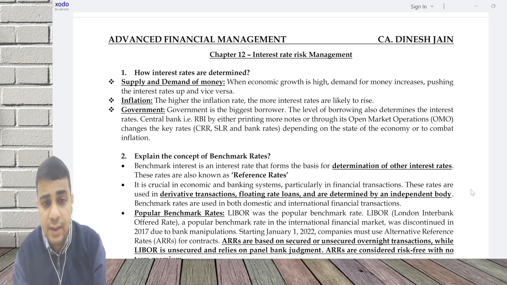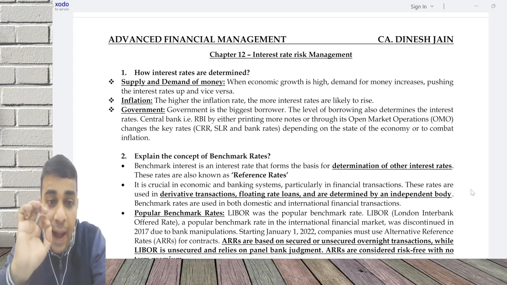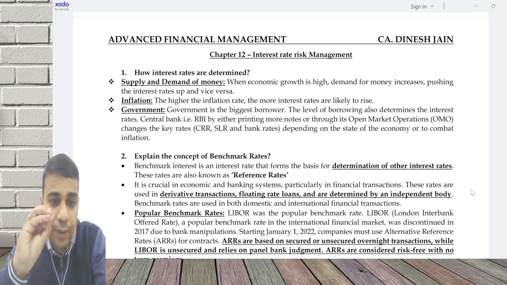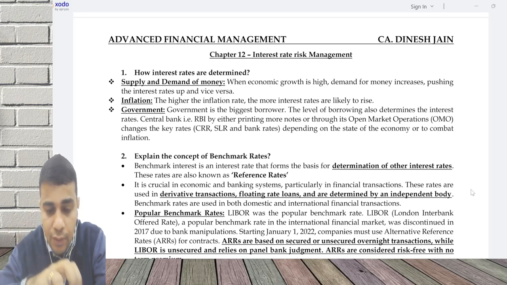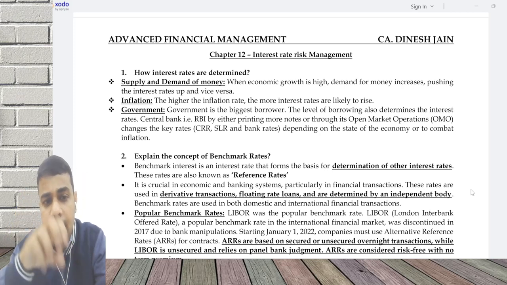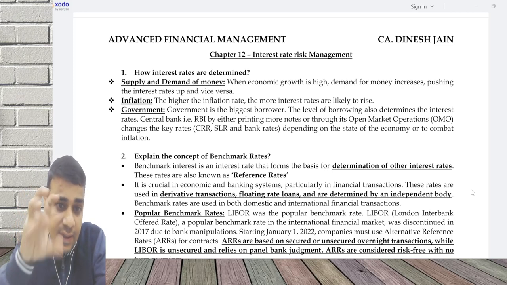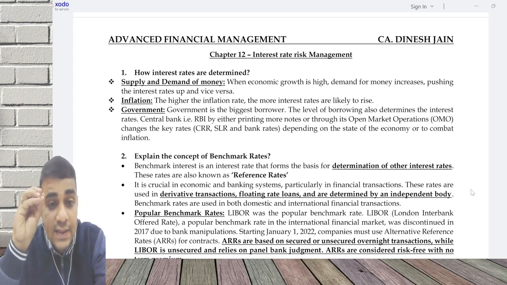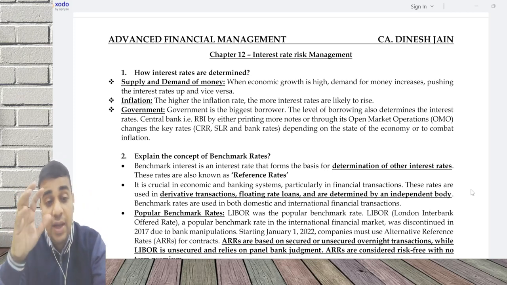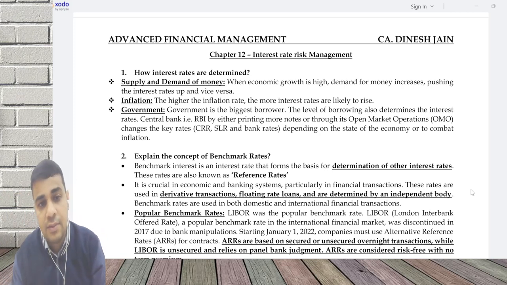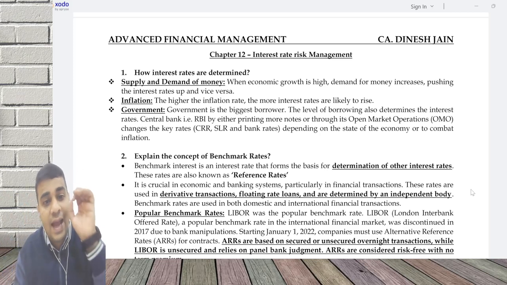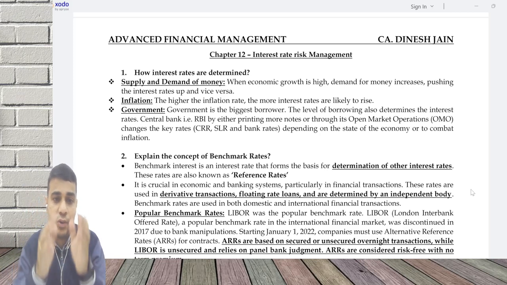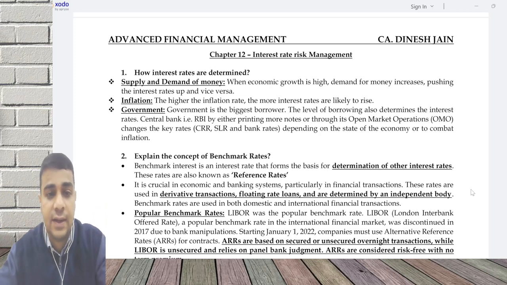Just to set the context better, this risk is more predominant from a bank's point of view, because banks are the ones who can get significantly impacted by changes in interest rates. This risk is not that significant from a corporate point of view, but it significantly impacts a banking company, because banks earn their income through interest and their expenditure is also through interest. Major part of the income is interest income, and major part of the expenditure is also interest expense. So any changes in interest rates can significantly impact their profit and loss account. The debit side and credit side both get significantly impacted.